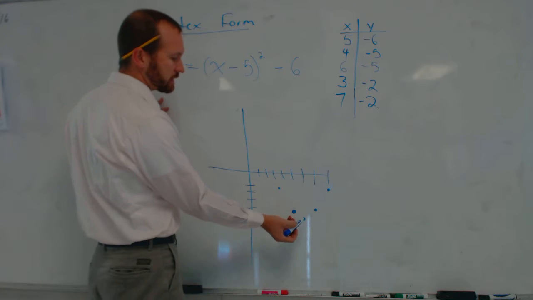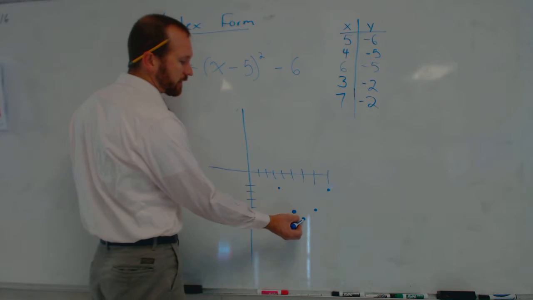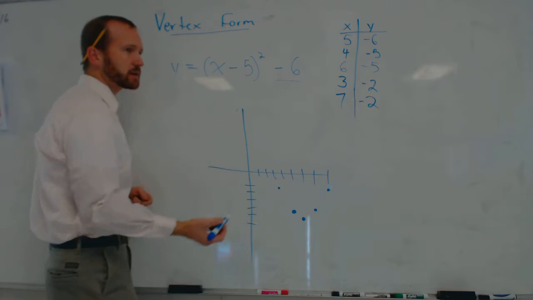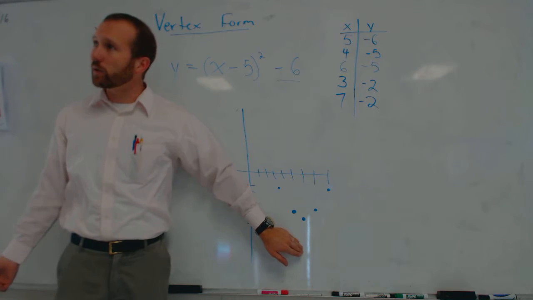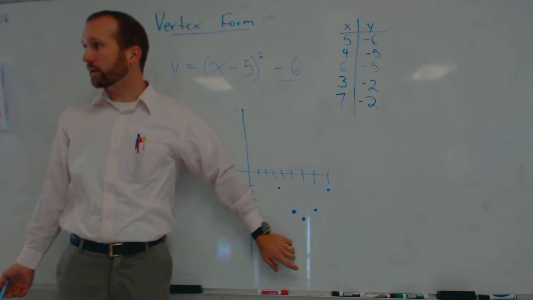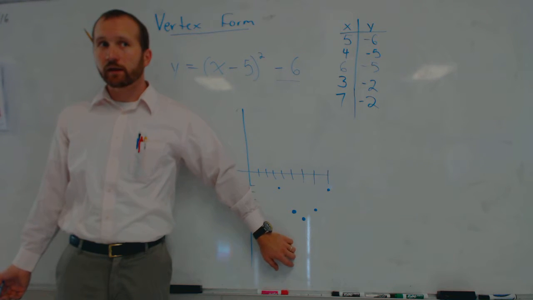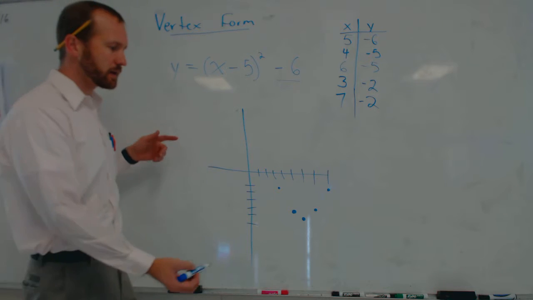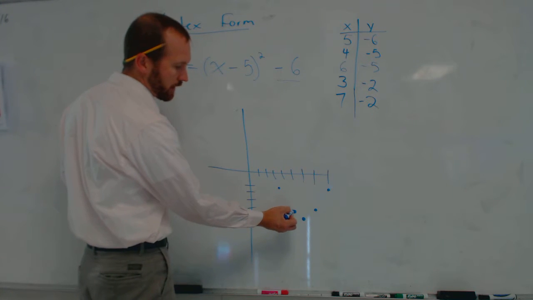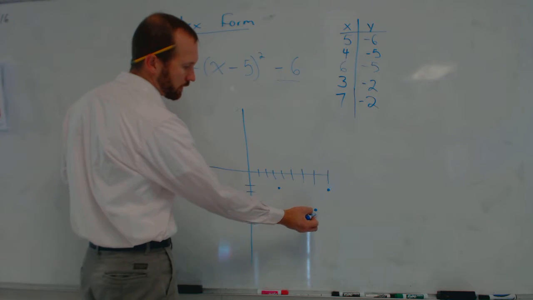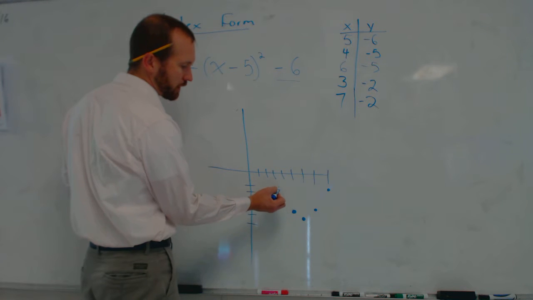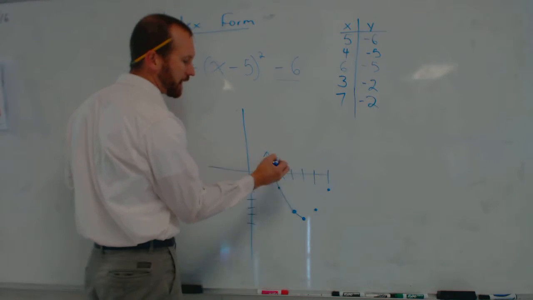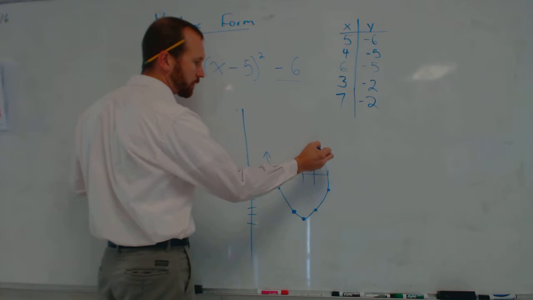But let's look at this. Again, this point where I picked 5 for x and got negative 6 for y, this was our vertex. So we've been graphing parabolas by finding the vertex and then just going over 1 up 1, over 1 up 1, over 2 up 4, over 2 up 4. So that pattern will still work with vertex form.